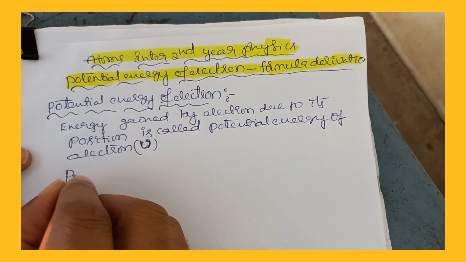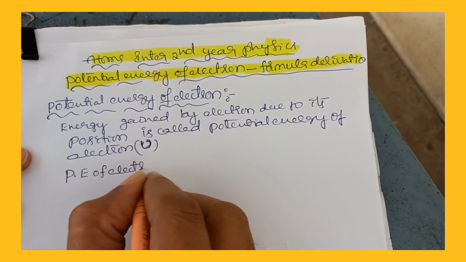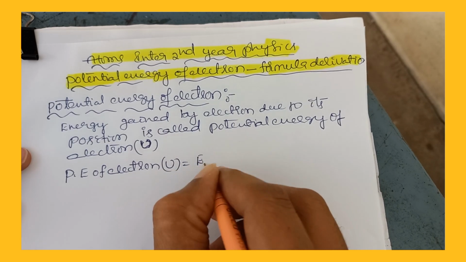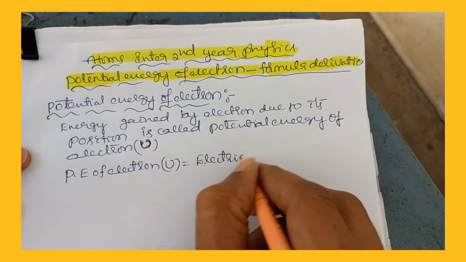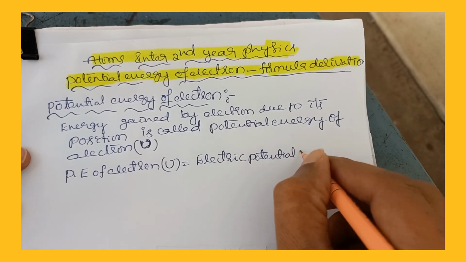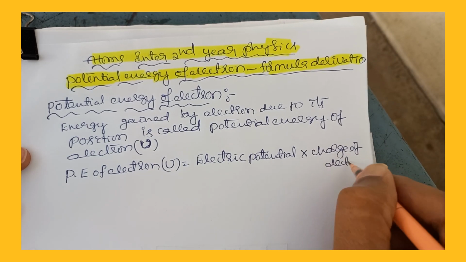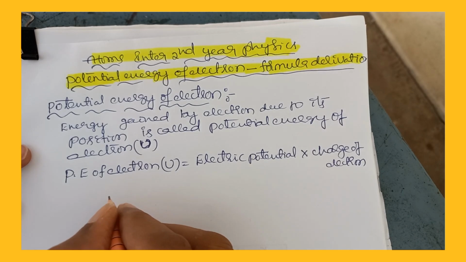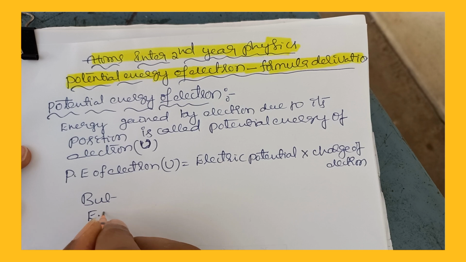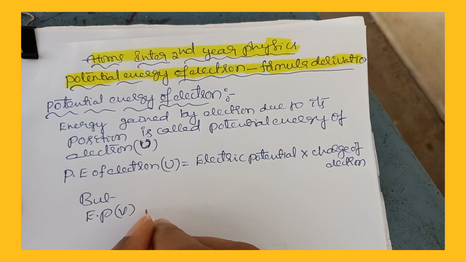Potential energy of electron is the product of electric potential of electron into charge of electron. So but electric potential of electron due to nucleus.